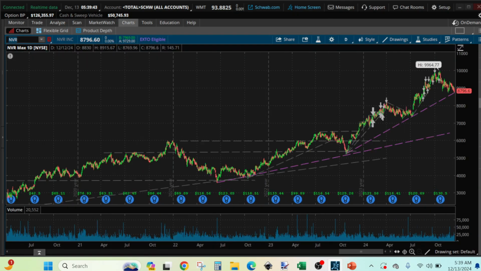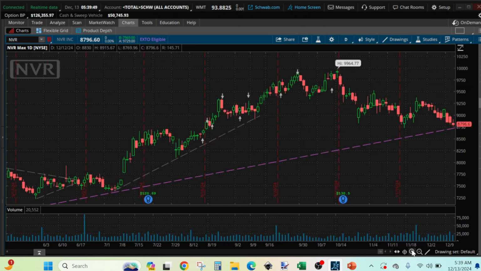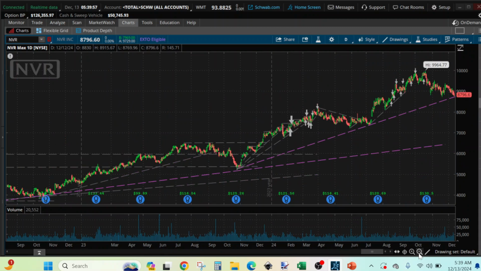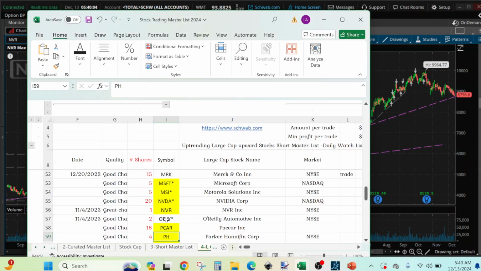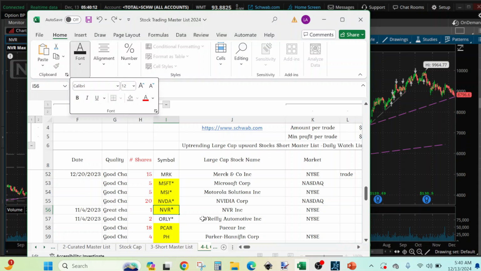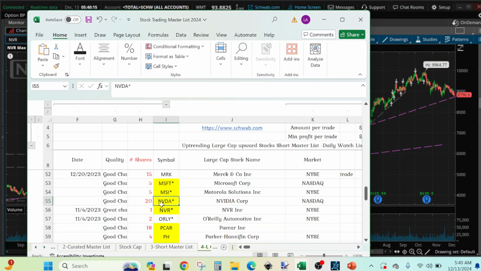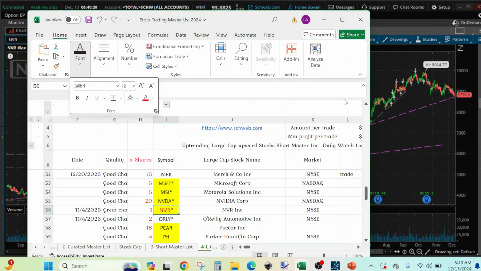NVR, so NVR, I believe we bought it already, but if it starts going up today, let's see, we might buy some more. It's a long-term trend line, so it's right there. So let's go and make it red. If it's green today, we might buy some more.